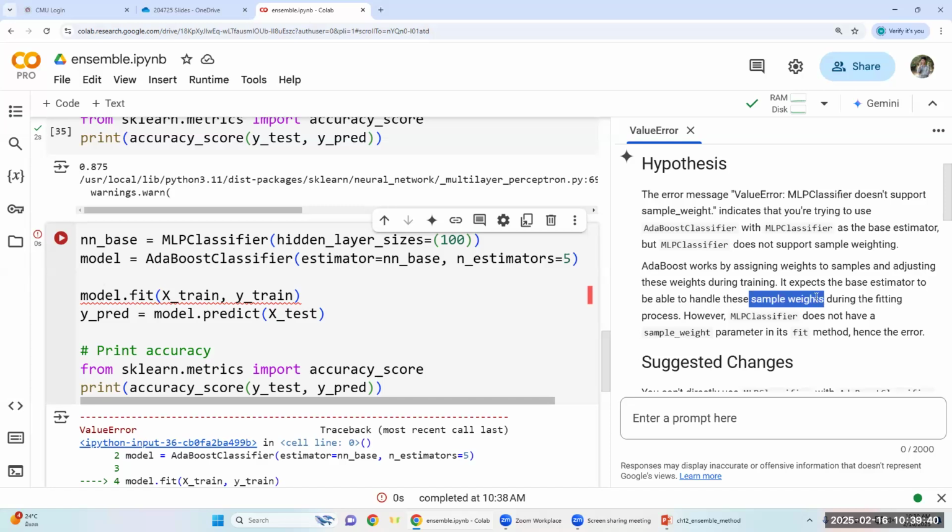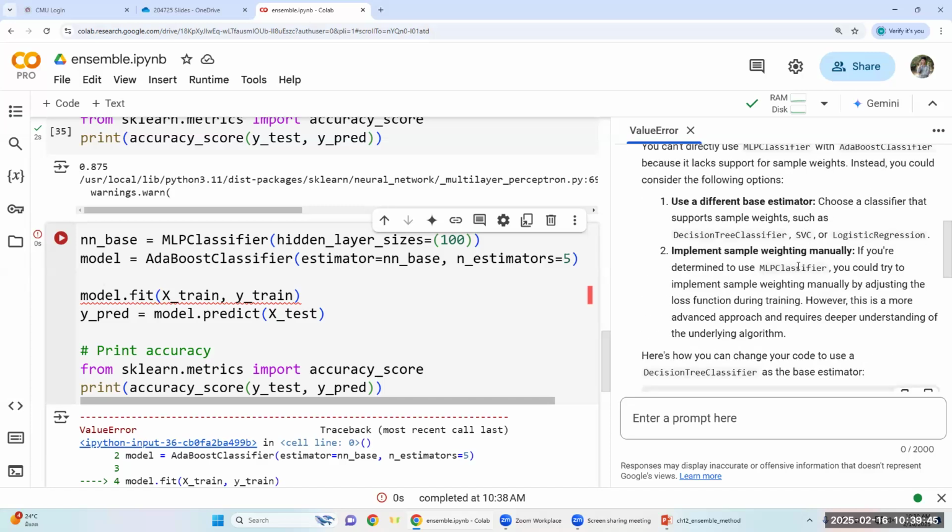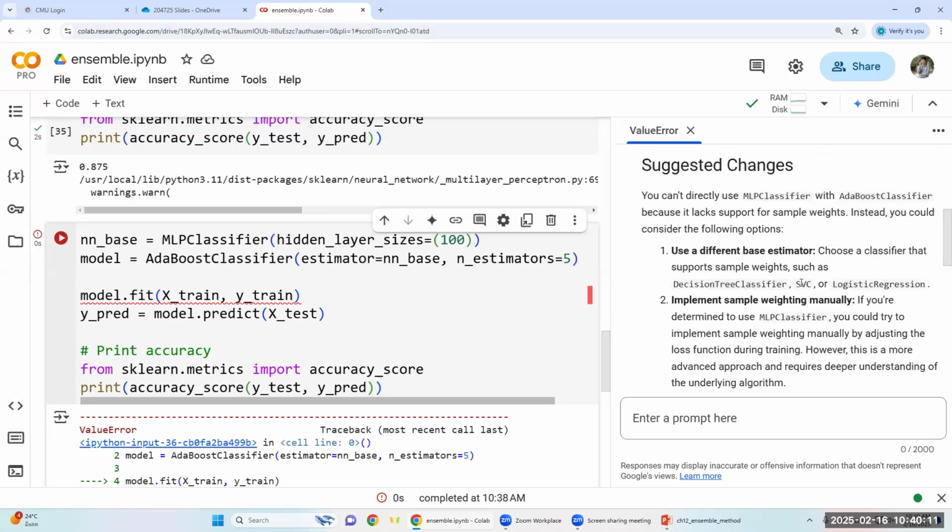Let's see. Unfortunately, the MLP classifier treats the dataset with equal weight for all the data, and there is no parameter or algorithm that takes care of the weight on the training examples after the first type of classification. So we can only use maybe SVC or logistic regression that support the sample weight.